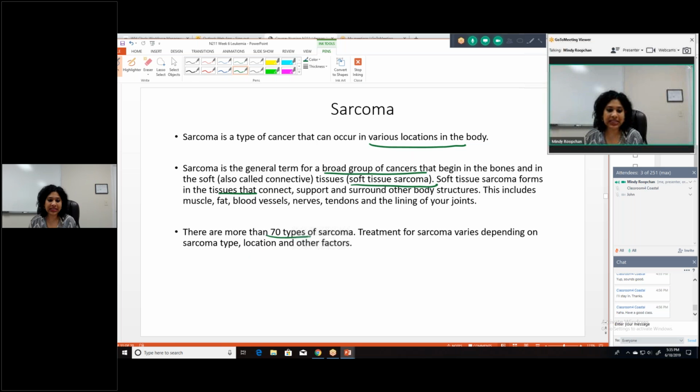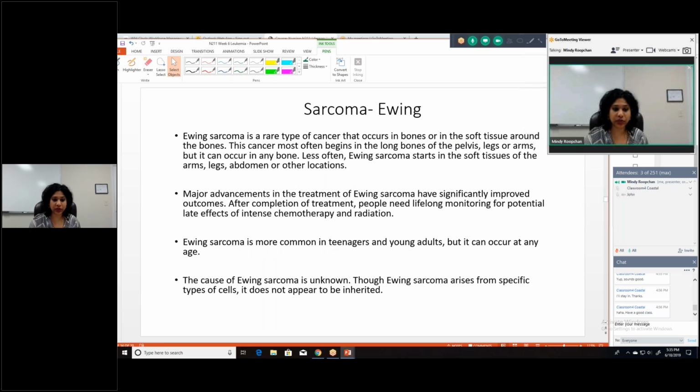There are more than 70 types of sarcomas. Don't worry, I have to memorize all of them, but just be aware there's many of them. But the treatment is going to depend on the sarcoma type, where it's located, and any other factors that go along with it. Okay, so there's a lot of different types of sarcomas. We don't go into all of them. I'll just go into a couple.